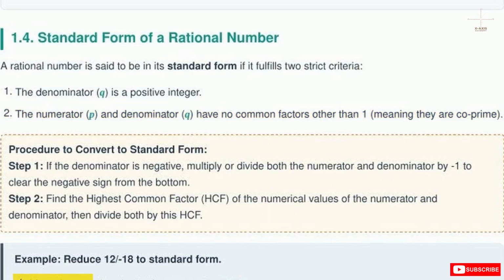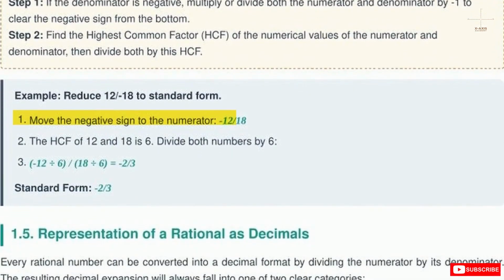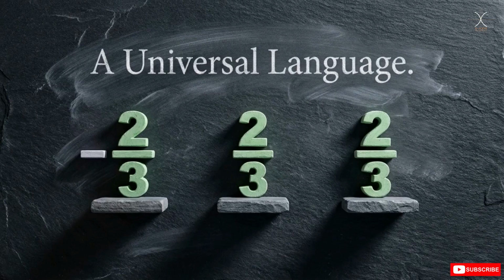Take 12 over -18. First, we move the minus sign up to get -12 over 18. Then we divide both by 6. That leaves us with -2 over 3. By using this standard format, we ensure that everyone is using the same simple names for these fractional values.